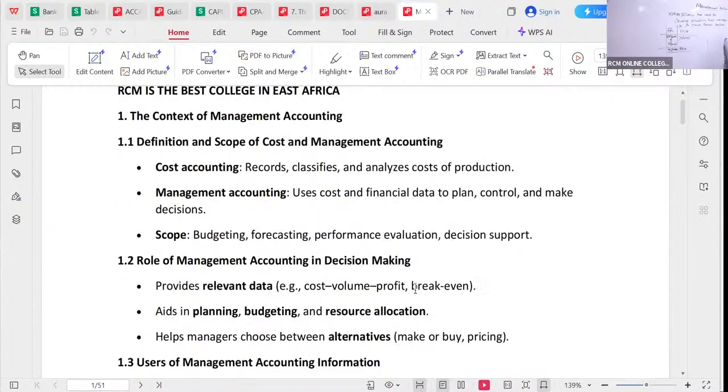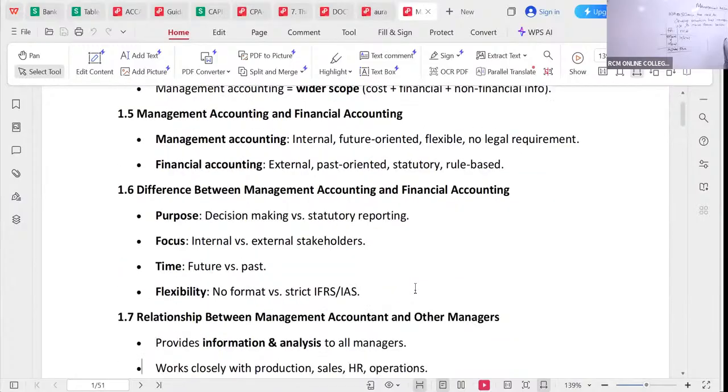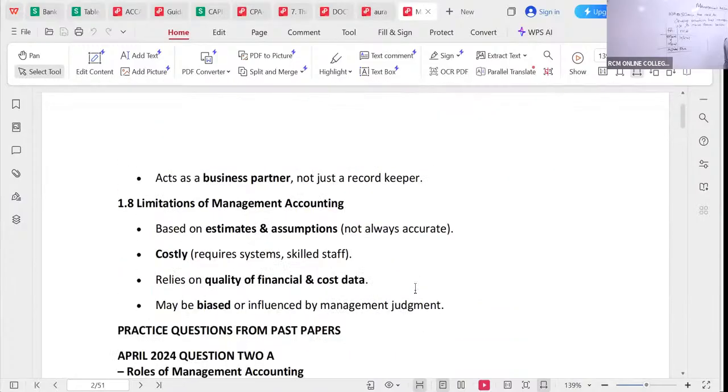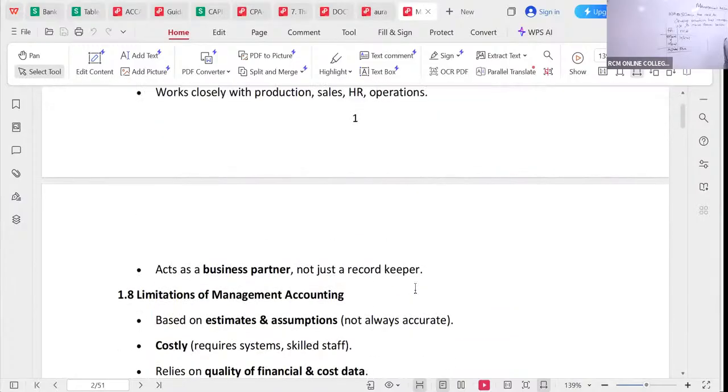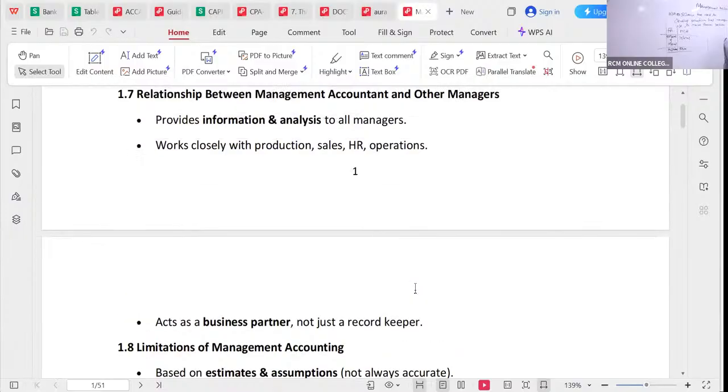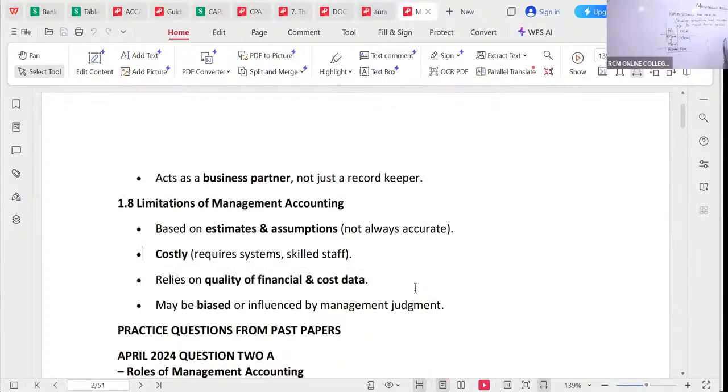And then I would want us, if possible, to go straight away to page number 2, 1.8, limitations of management accounting. Are you able to see? Limitations of management accounting.